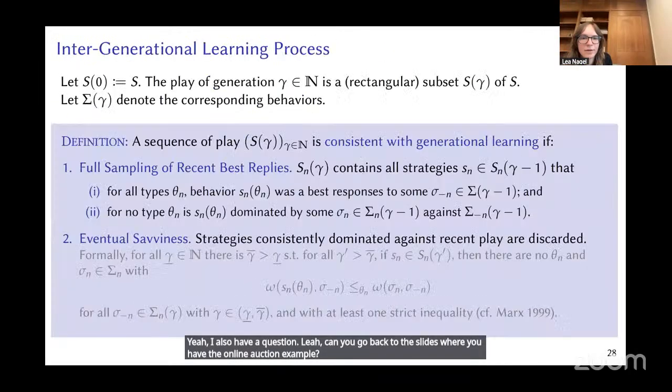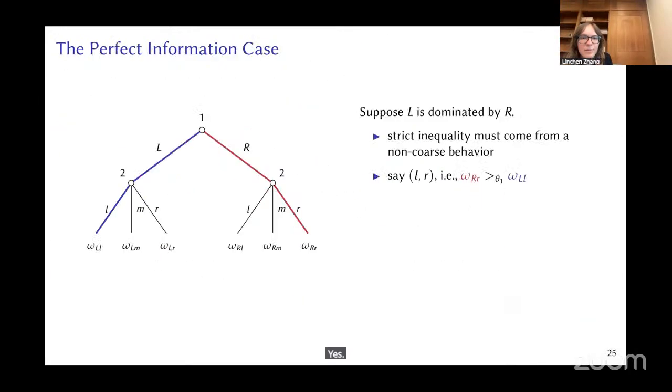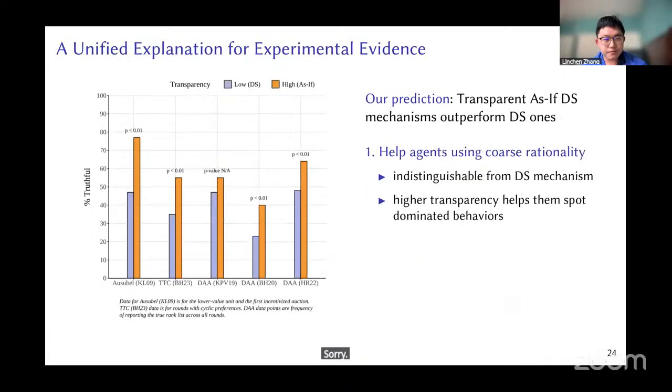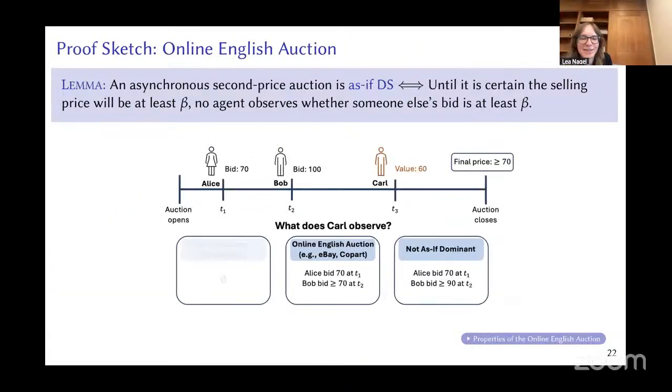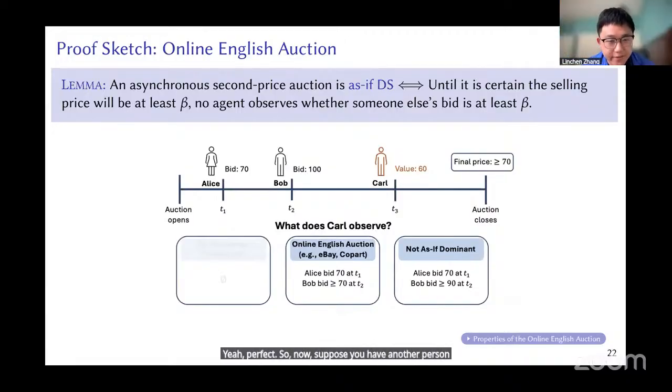Yes. So sorry. This one? Yeah, perfect. So now suppose you have another person, like say David, who bids for one, just for a price of one. So according to your transparency definition, you still want to disclose this information that David bids for one, right?